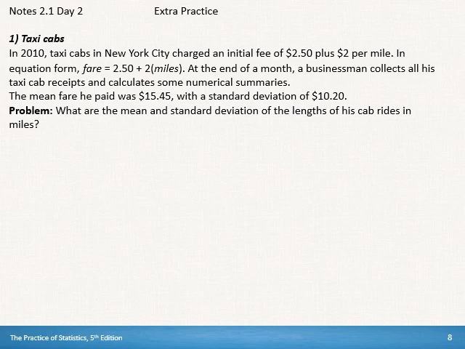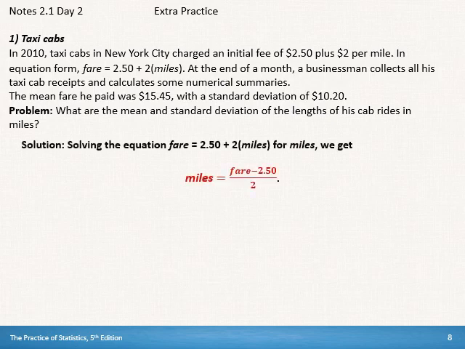All right, so what we're going to do is think about working backwards, right? We have miles. We want to take our formula for fares, and we want to solve it for miles. So if we look at fare equals $2.50 plus 2 times miles, we want to solve that for miles. So we would what? We would subtract 2.50 from both sides and then divide by 2. So miles is equal to the fare you paid minus 2.50, divided by 2.